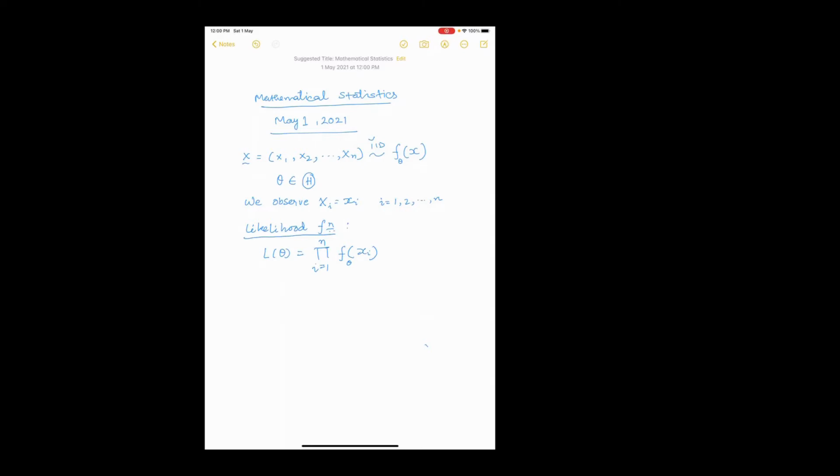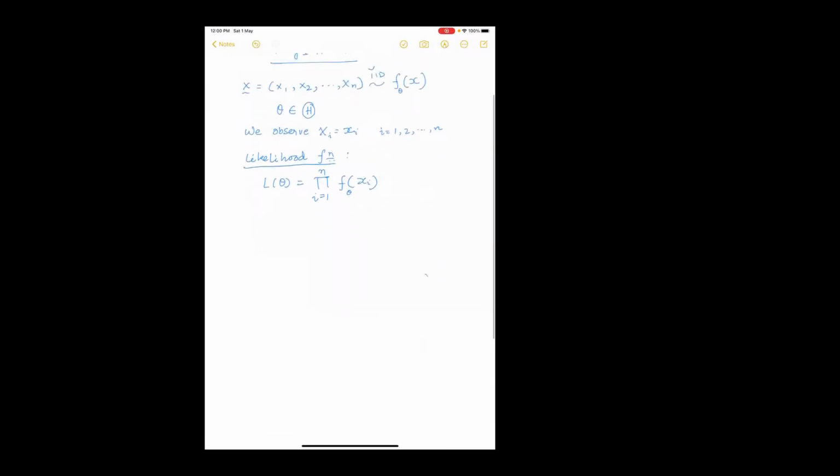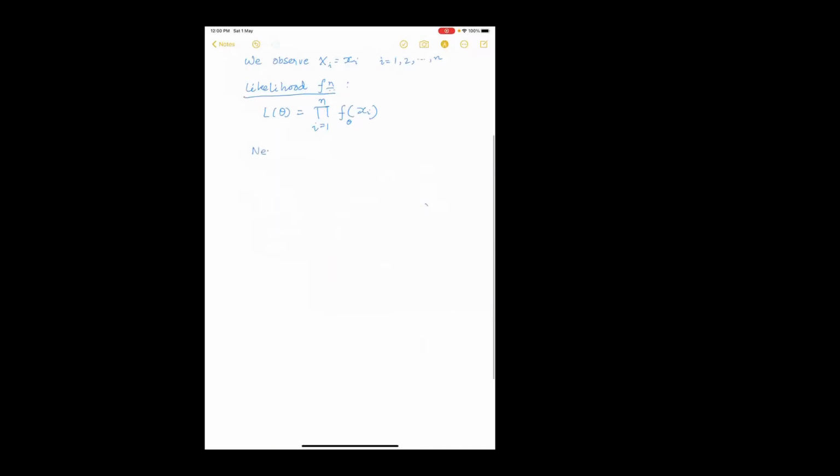Now, what Neyman's factorization theorem tells us. So this concept of likelihood function is now, I think, almost 100 years old. I think Fisher first introduced this concept in his 1921 paper. So it's now more than 100 years old.